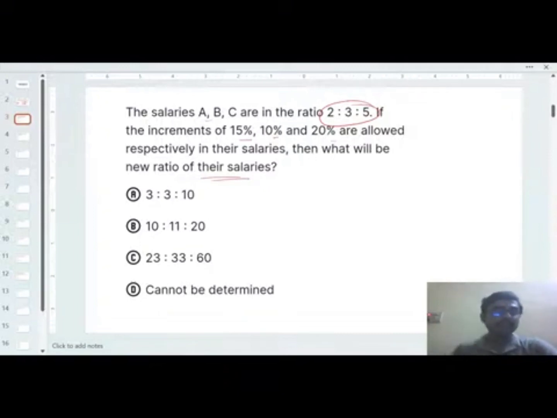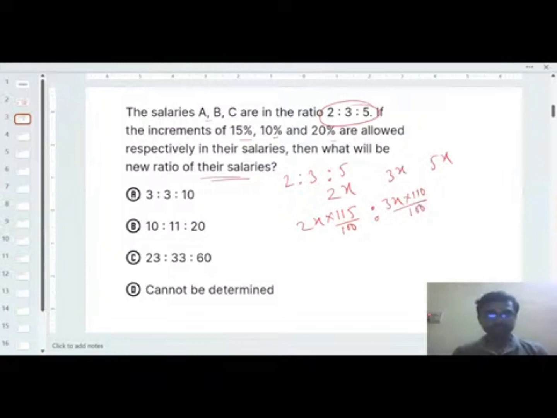So again, you have to take a particular constant for this ratio. So 2 is to 3 is to 5. That means you can take the salaries as 2x, 3x and 5x, right? So 2x with the increment of 15% will be 115 divided by 100, is to the new salary 3x into 110 divided by 100, and is to 5x into 120, because 20% is the increment, divided by 100. These will be the ratio of the new salaries.